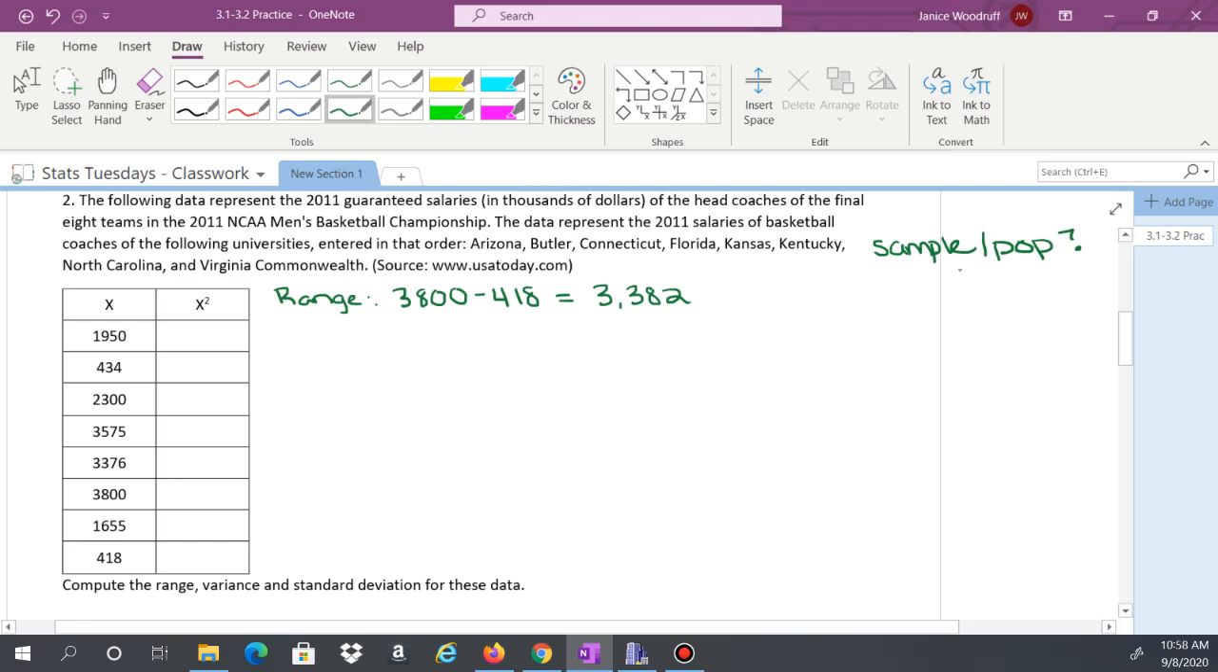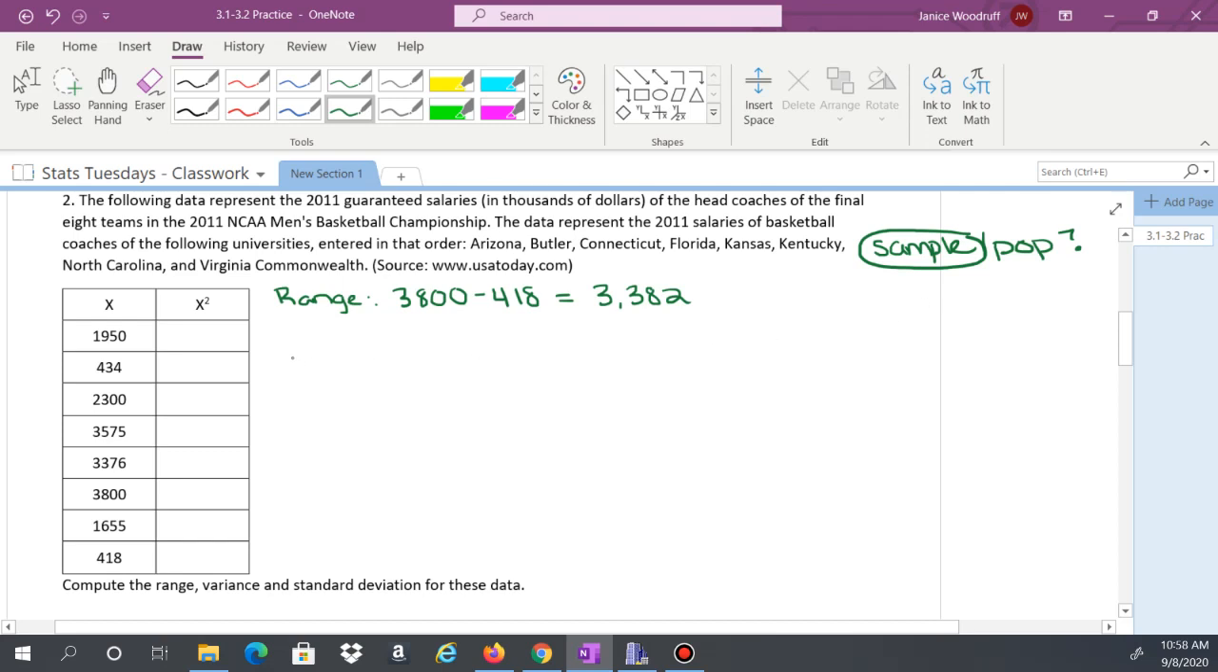Yes, this is a sample because it is guaranteed salaries. It's just of 8 teams, okay? It's not all 8 teams. If that word were in there, that might clue us to a population, but it doesn't say it, so we're doing a sample. Okay, which means we're using this formula here.